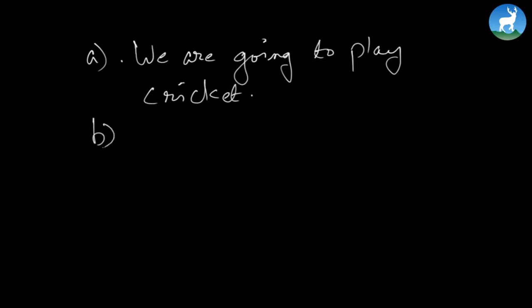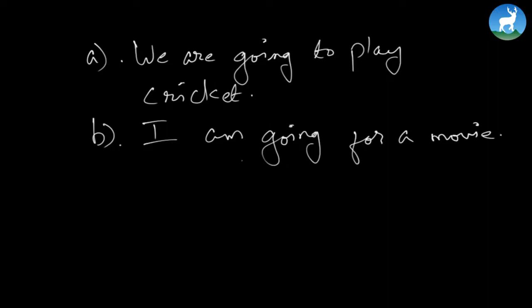If we look at another example, I'm going for a movie. Again, a simple statement which declares that the subject, I, is going for a movie. So whenever a sentence declares something, this is what we call an assertive or declarative sentence. Now, again, we have to move further. The second type of sentence is what we call an interrogative sentence.